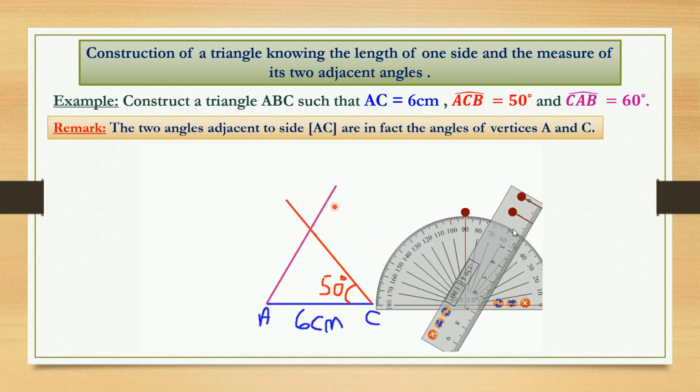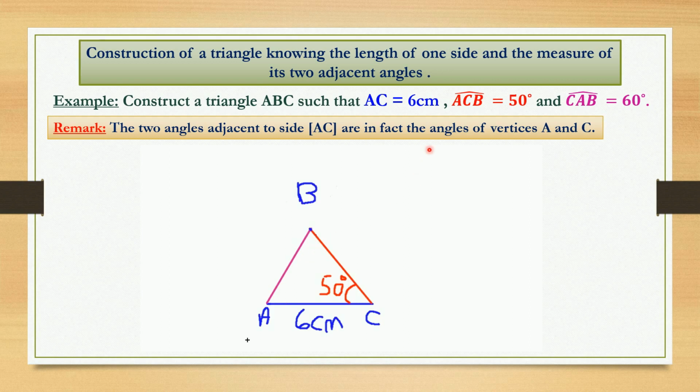I keep on extending it until these two sides meet. So these two sides will meet at a point. Of course, this point will be the third vertex of this triangle, and we will name it B. Then we erase the two parts of these two semi-lines that are not needed. And here also, don't forget to write the measure of the angle CAB. It's equal to 60 degrees, so we write 60 degrees.